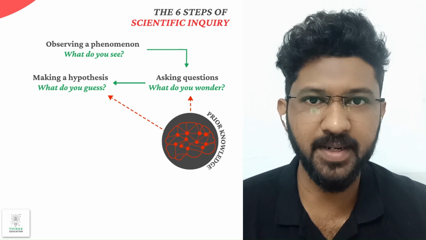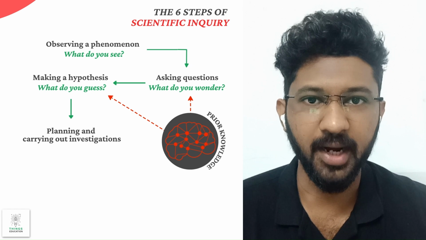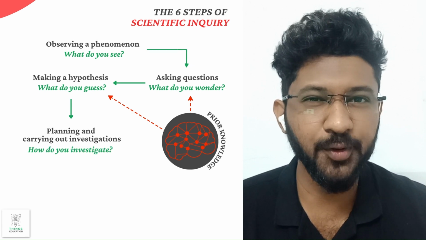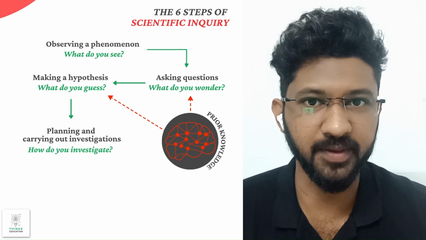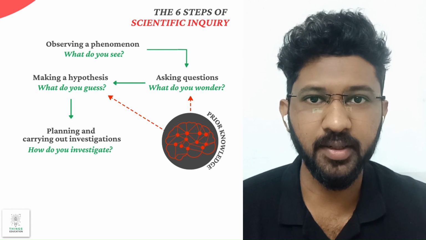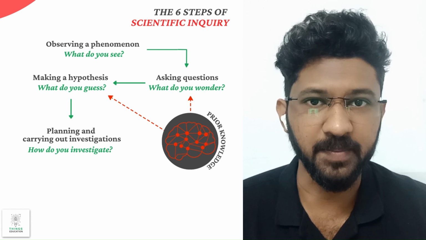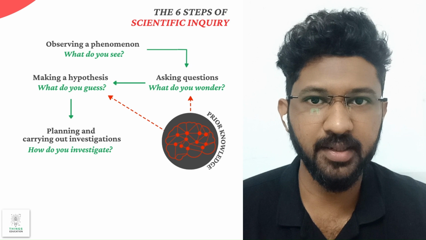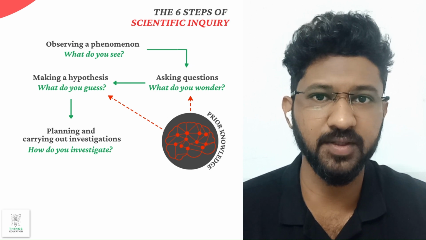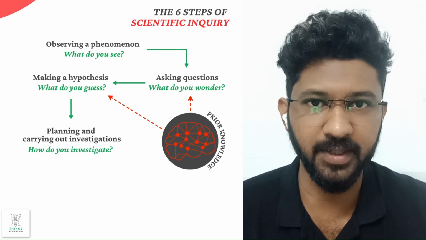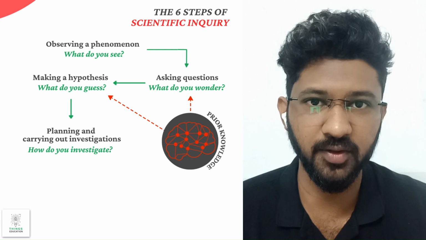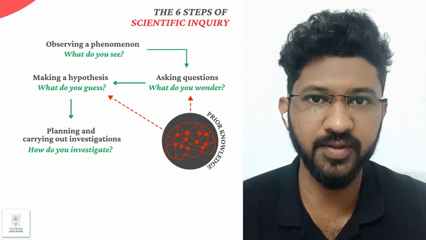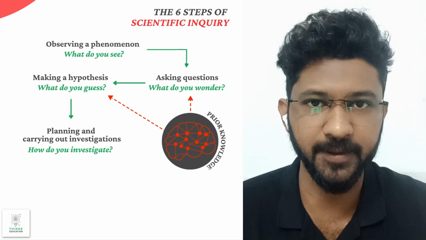Now, coming to the next step, which is the fourth step. This step is planning and carrying out investigations. At this point, we ask the students, how do you investigate the phenomenon that you have observed? At this point, students design an experiment to test their hypothesis, and they keep in mind the different variables which are involved in this experiment, or what are the different constants, and what are the different controls that they have to have in the experiment.